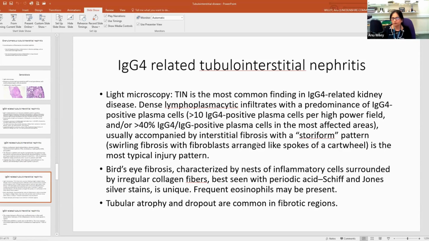So you do get the storiform fibrosis, but you also get another type of fibrosis called bird's eye fibrosis, which is characterized by every single inflammatory cell being surrounded by a collagen fiber, forming a nest around every single inflammatory cell. This is better seen on silver stains or PAS, and is more difficult on H&E stains. Obviously, because of all the fibrosis, you will have associated tubular atrophy in the fibrotic areas.